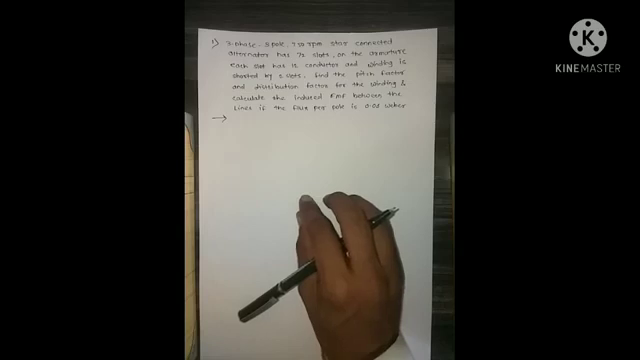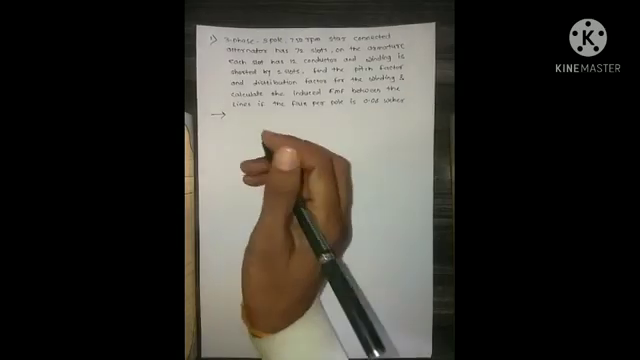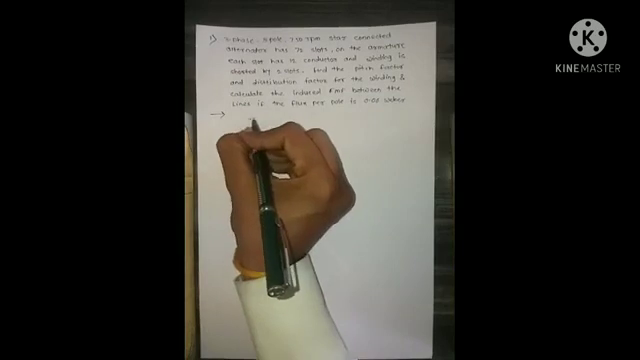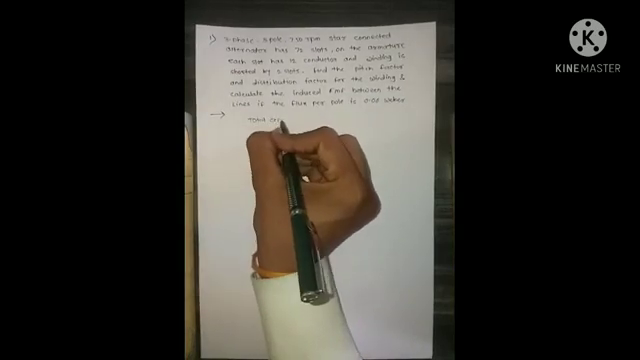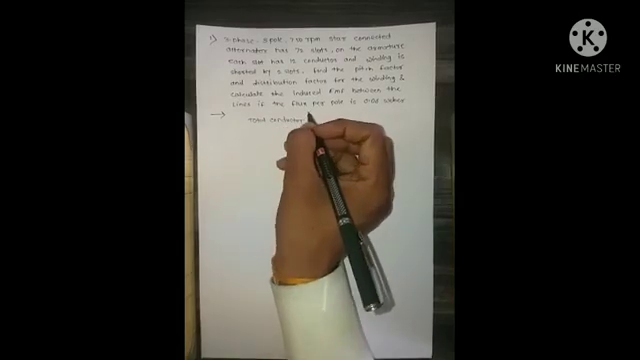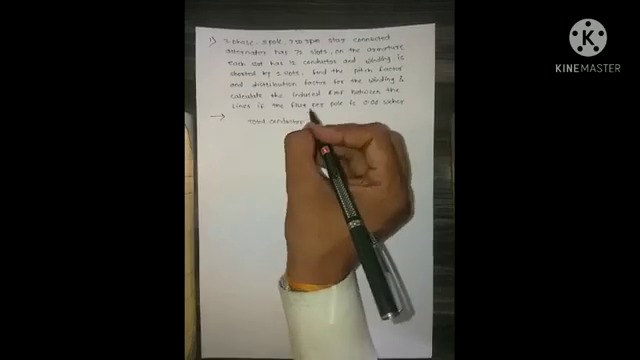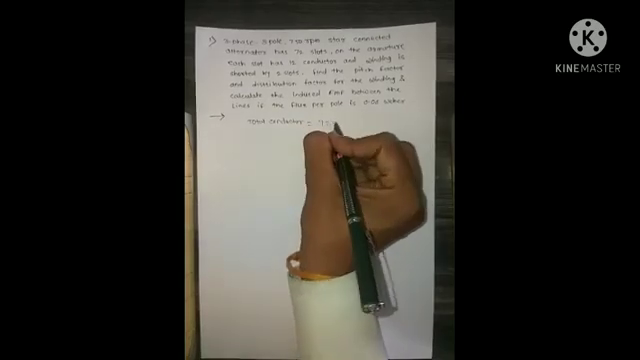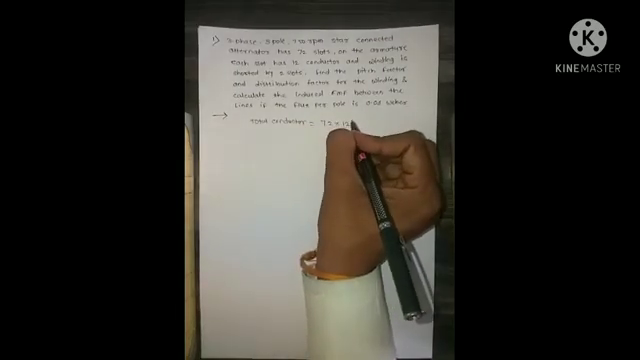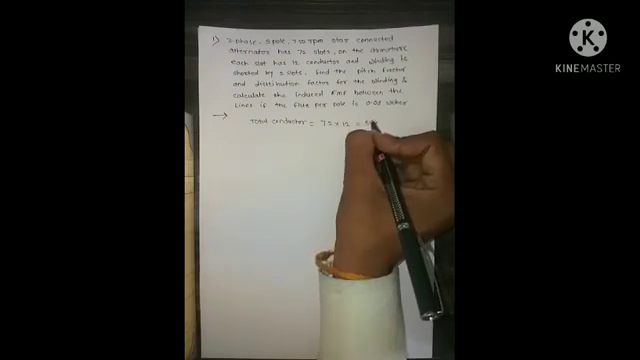So we have to solve this numerical. First of all we have to calculate the total conductors. Total conductors equals 72 slots, and each slot has 12 conductors. That means total conductors is 72 into 12. Therefore total conductors is 864.